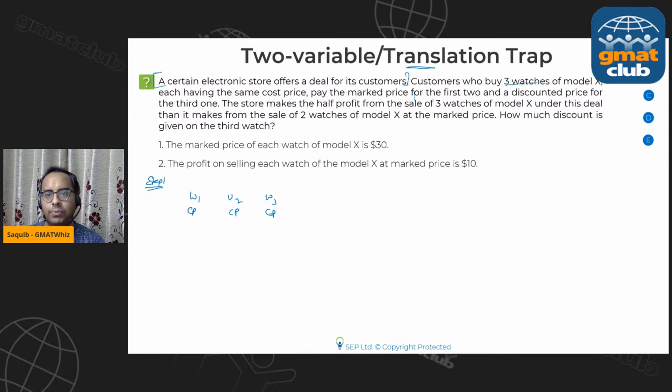Pay the marked price for the first two. Okay, pay the marked price for the first two and a discounted price for the third one. So I'm paying a discounted price to buy it. Okay, so I'll write it as MP minus D, where D is the discount that was applied to it.